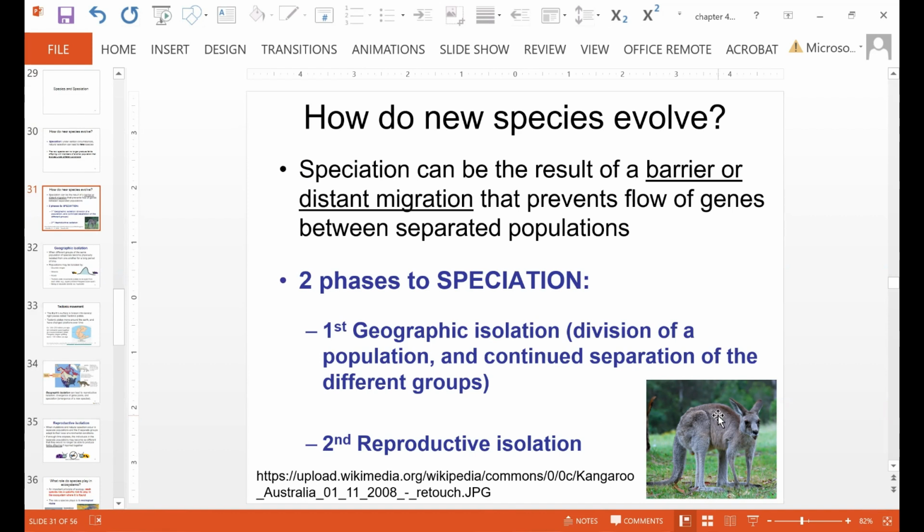And I have this example of a kangaroo, where kangaroos are only found in Australia. Australia is separated from all other land masses. So it is a unique look at speciation when you look at organisms that live in Australia.